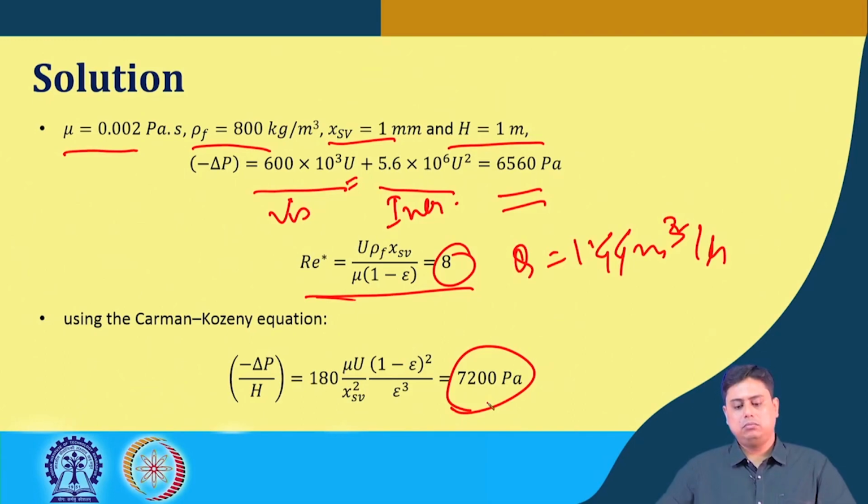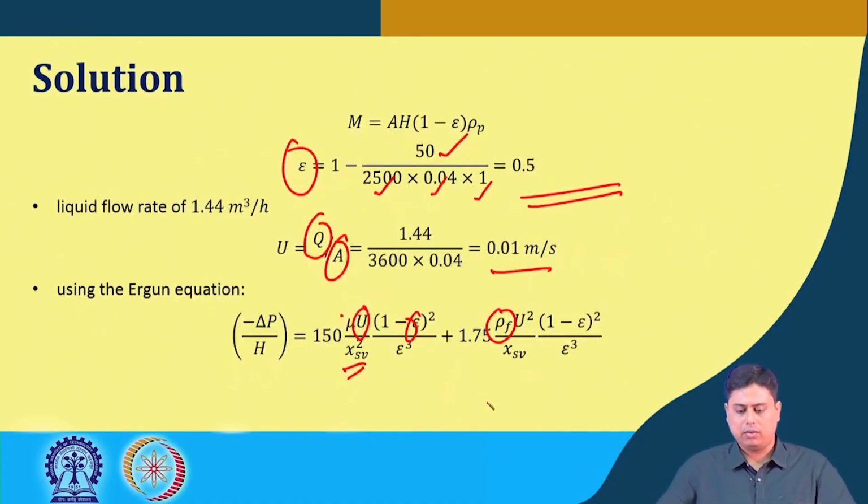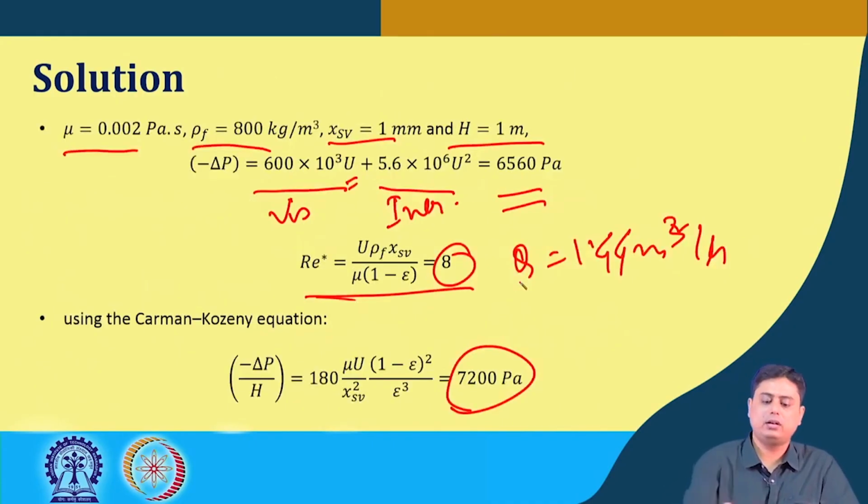Now you can ask that there are two different answers. Once we know u, we could have calculated the Reynolds number, and then instead of using the Ergun equation we could have used the Kozeny-Carman equation. That is also a valid approach. But the reason for showing these two is that they yield two different numerical numbers.